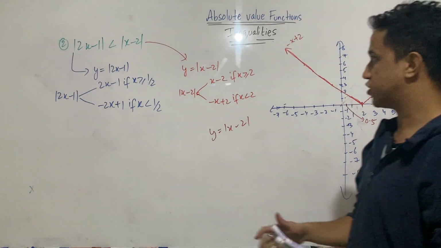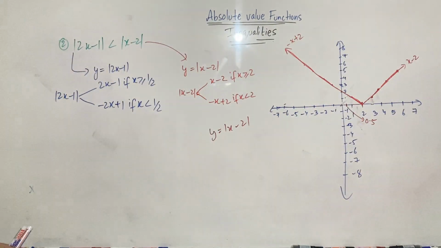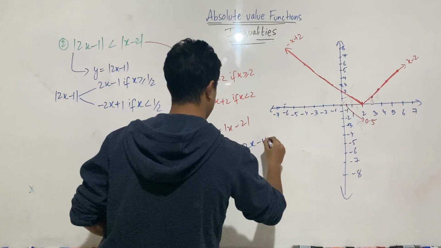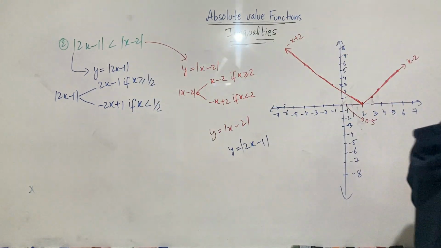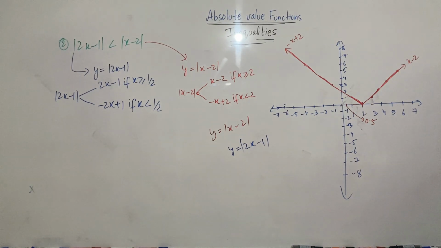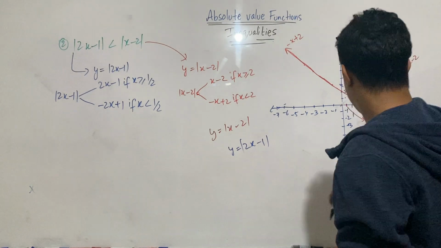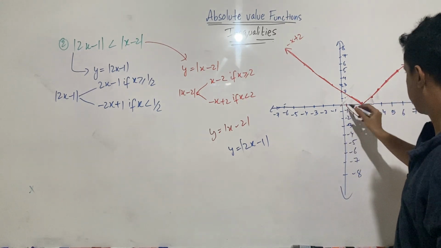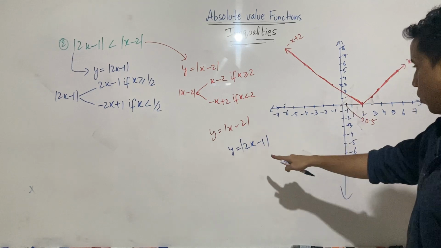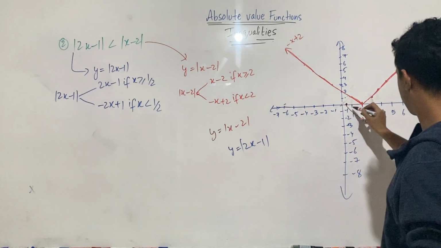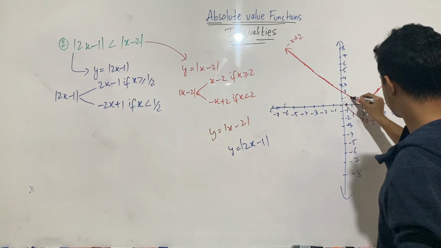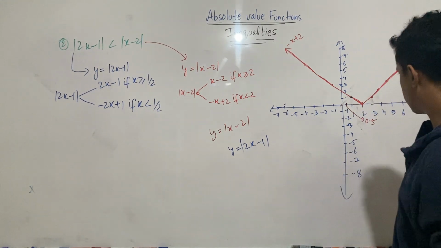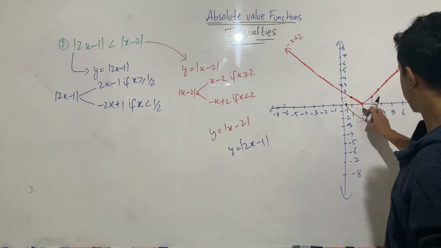Now let's do it for this. y equals 2x minus 1. All right, let me get black. So the vertex is going to be formed here, at 0.5. For 1, it's going to be 1, this point. For 2, it's going to be 3.